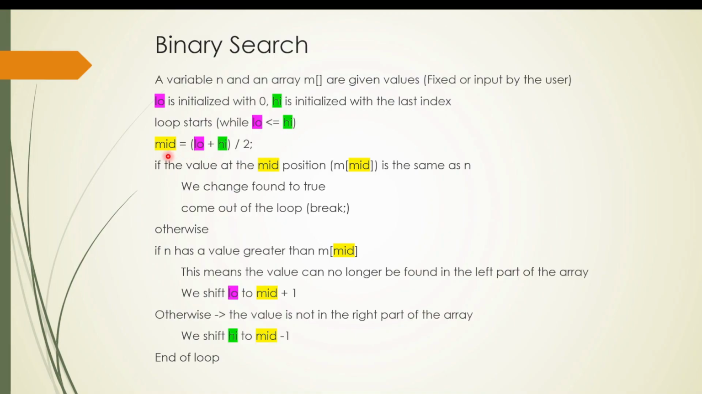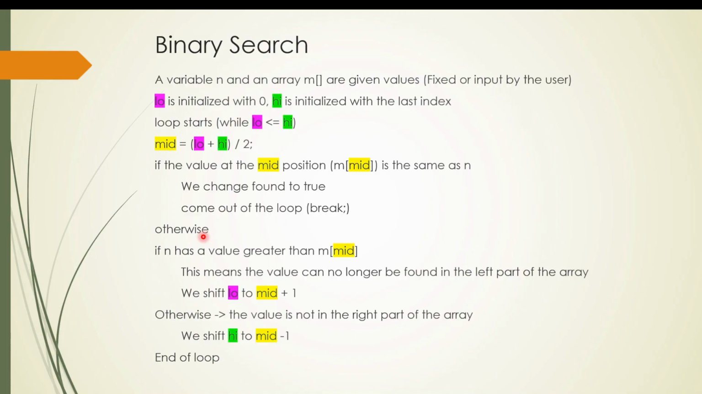We calculate mid as low plus high divided by 2. Whatever is the value of low and whatever is the value of high, divided by 2 will be the middle position. Now we check whether the value at the middle position, that is m[mid], is the same as n. If this is the same as n, that means we have found it. We change the value of found to true, and we come out of the loop, we give the break statement.